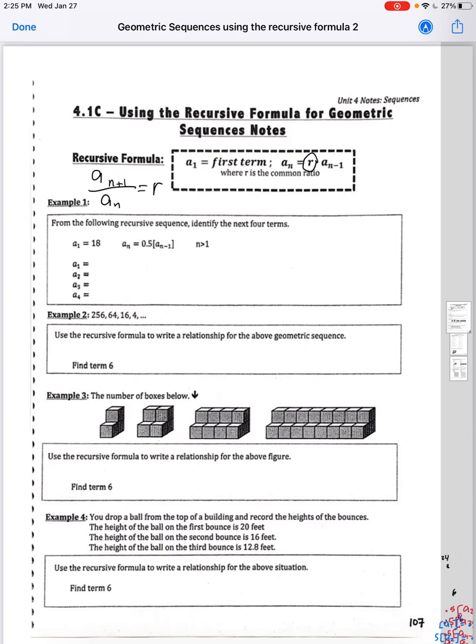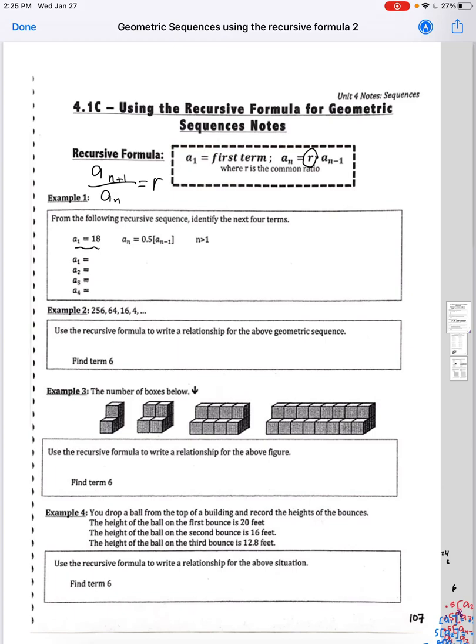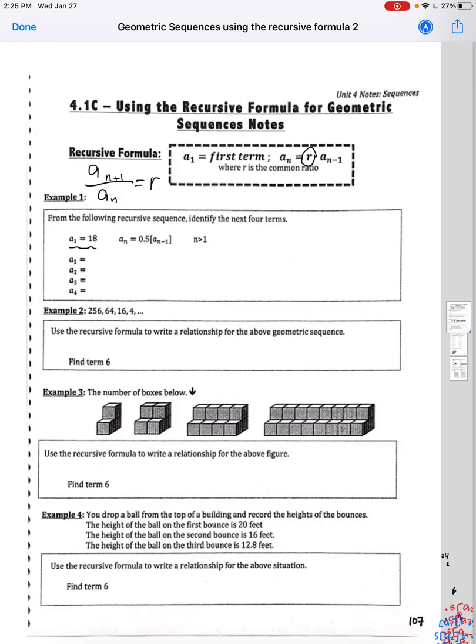So let's go ahead and take a look at example 1. We're given our first term, 18. We're also given our recursive formula. A sub n is equal to A of n minus 1 times 0.5. So we have our first term, A1 is 18.